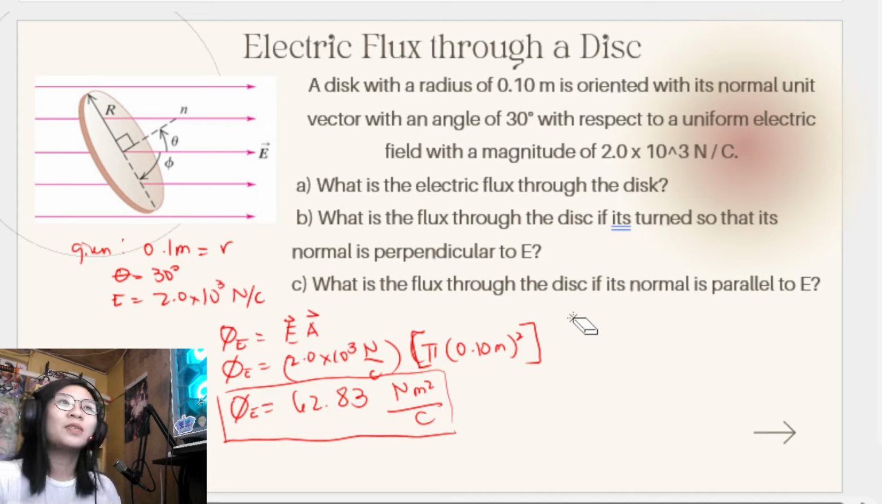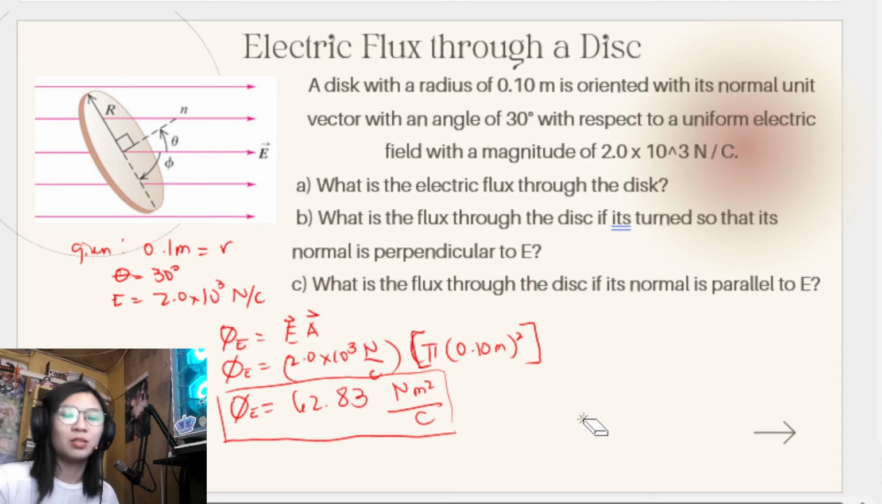Okay. So, your E is 2.0 times 10 raised to positive 3, and your area is still pi r squared, which is pi multiplied by 0.10 squared. So, equating that, we have 62.83 Newton meter squared per coulomb. The coulomb cancels out. Okay. So this is the maximum flux that the disk can have with this electric field, this 2.0 times 10 raised to 3 electric field.